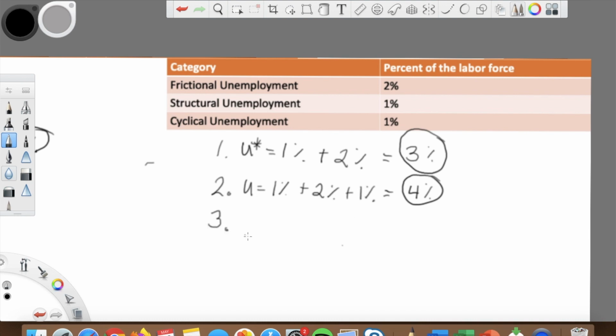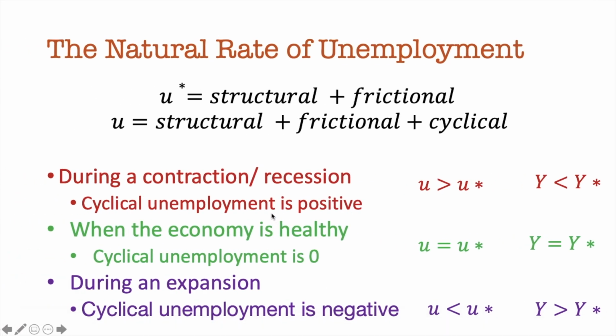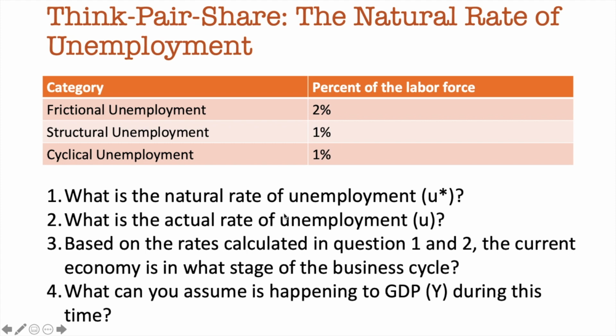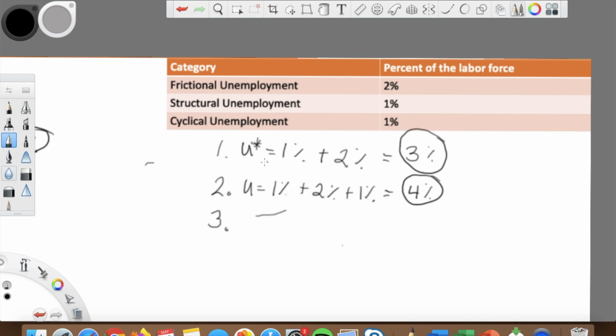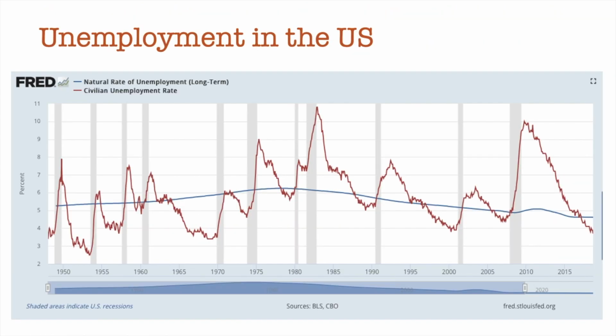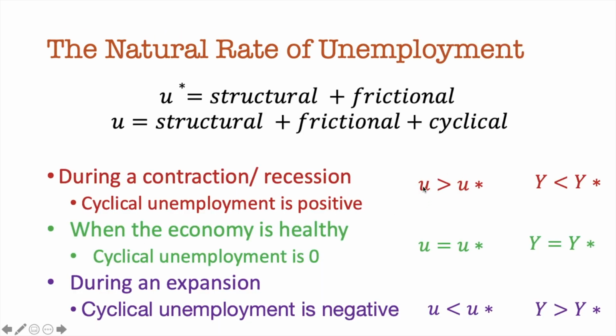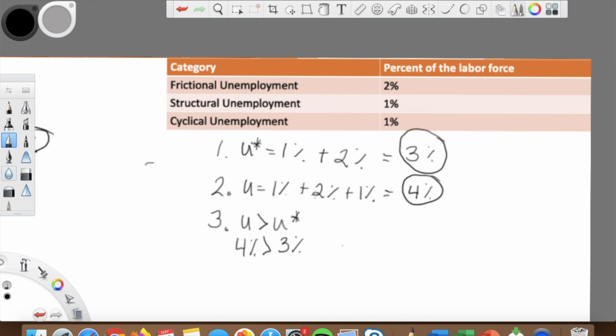All right, question 3 is really the one that matters, which is compare the two and figure out what stage of the business cycle we're in, right? Based on the rates calculated, the current economy is in what stage of the business cycle. So here I've got U is greater than U star because 4%, which is our actual unemployment rate, is greater than the natural rate of 3%. So if I have unemployment that is above the natural rate, now I can kind of use this information backwards here. I've got actual unemployment 4%, greater than the natural rate of 3%. That means my economy is in an economic contraction. If that contraction is especially bad, we'll call it a recession. So answer to number 3 here, we've got a contraction in the business cycle.